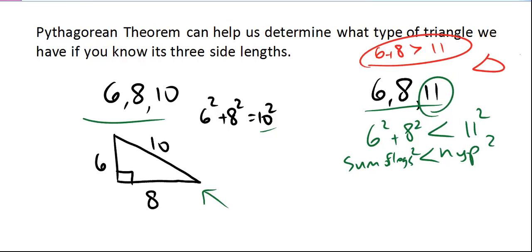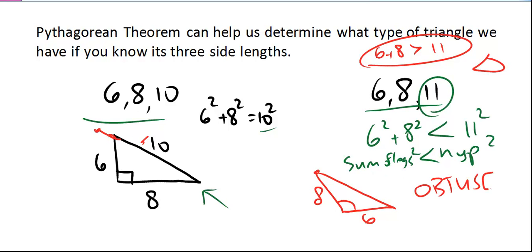We know it is some sort of triangle. We just don't know what type. But since my longest side is longer than 10, what's going to have to happen with my 6 and my 8 to reach this vertex, right? Imagine extending this guy over here a little bit longer. What would have to happen to this side? It's going to have to extend. Right? It's going to have to open up, and what it creates is an angle that is greater than 90 degrees. So we could say now that this is an obtuse triangle.